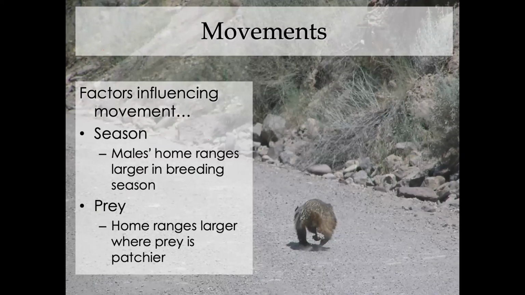So where badgers' primary prey is burrowing mammals and colonial burrowing mammals, those tend to have a more widely spaced and patchy distribution. So in those areas, you'd see them having larger home ranges to be able to exploit that prey. And that would be here in California, what you would see for badgers that mostly prey on California ground squirrels, or in the Midwest, in the prairies, on prairie dogs.